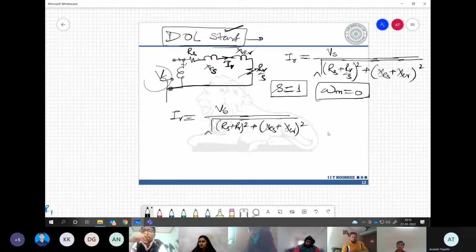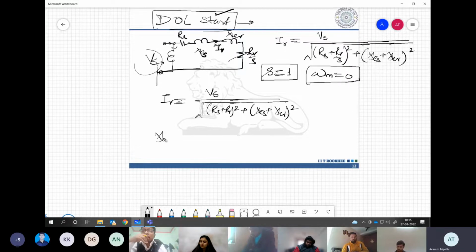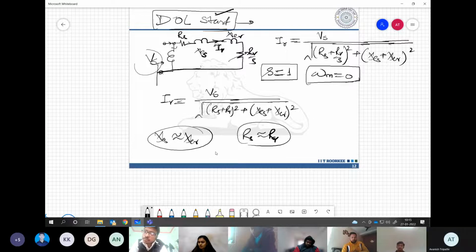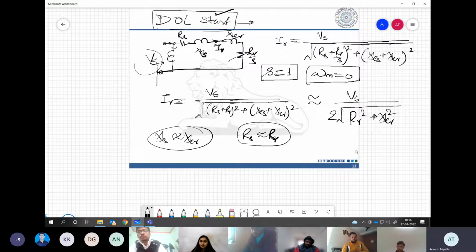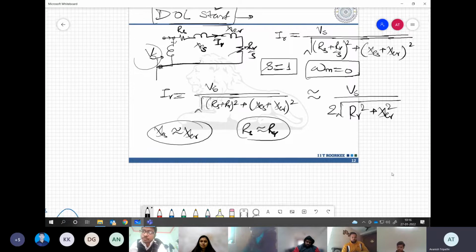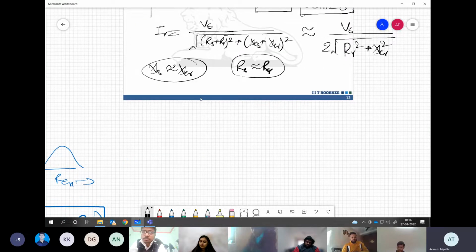Now for most of the motors we have discussed that XLS and XLR, the leakage reactances, are almost equal. Many a times the stator and rotor resistances are also very close. So this approximation can be taken and this can be written like RR square plus XLR square. Again, if we take XLR out of the square root and define alpha as RR by XLR, this is a very important term actually.